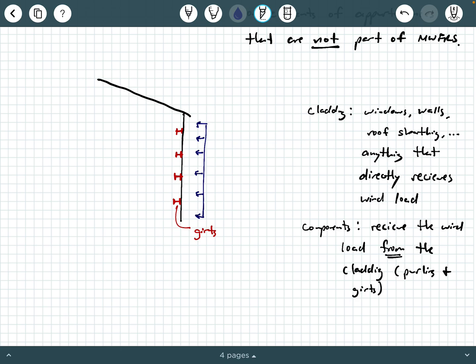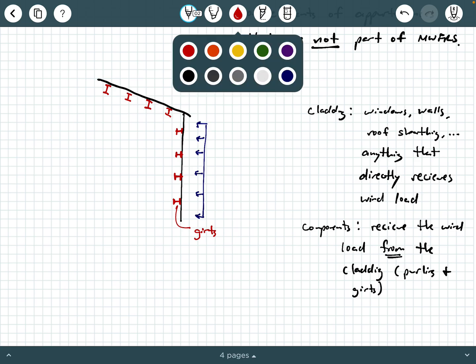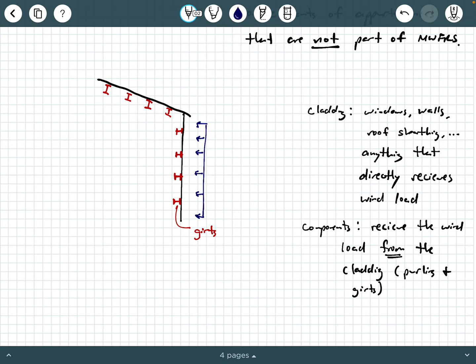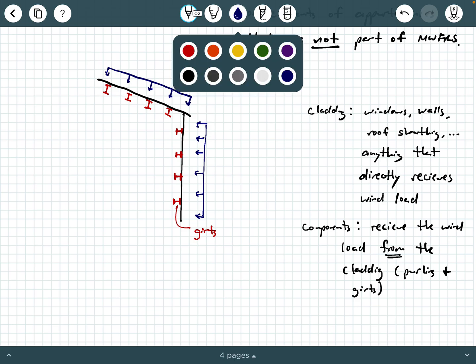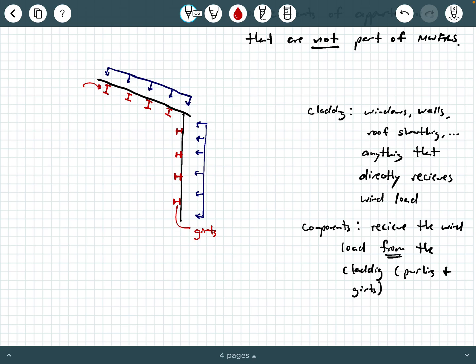And in a similar way, something similar can happen on the roof system. We can have little eye-shaped members here that are like beams that are called purlins, okay? And the purlins are a component that receive the load that is transferred from the wind load that's applied to the roof sheathing, that cladding. Okay, so we're going to label these as purlins. So they're like little flexure members, like little beams, similar to girts.